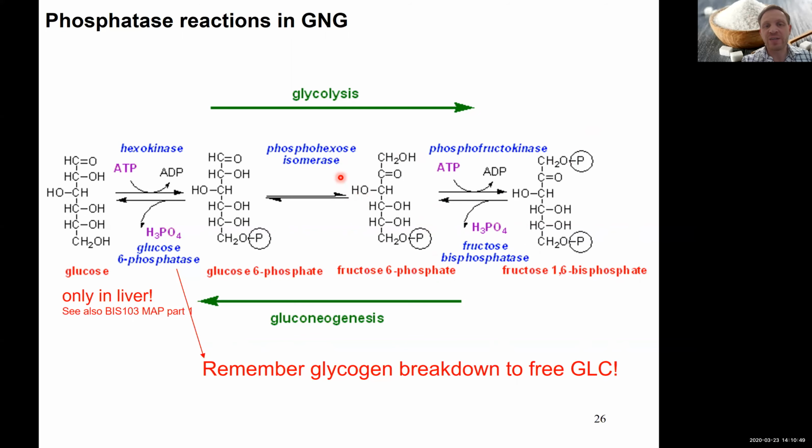Again, this step is fine, it's a reversible isomerization. And then the next time we're using the same strategy here, we're using the glucose 6-phosphatase to dephosphorylate glucose 6-phosphate to free glucose.